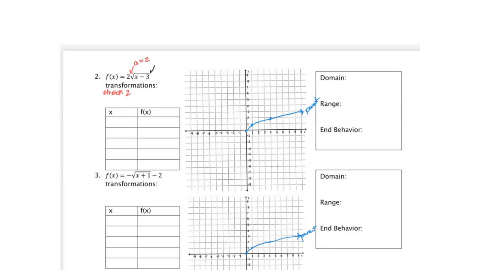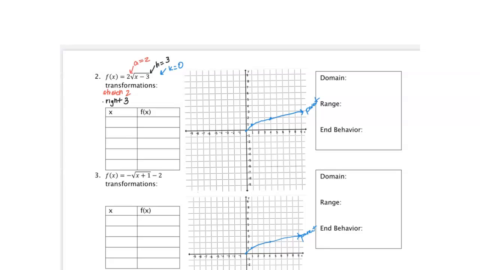Inside, we have our h. Remember, it's the opposite number, so a 3. And so in this case, we are going to go towards the right by 3. Shift right 3. And then lastly, our k value is missing. So the default is a 0. So it doesn't shift up or down.